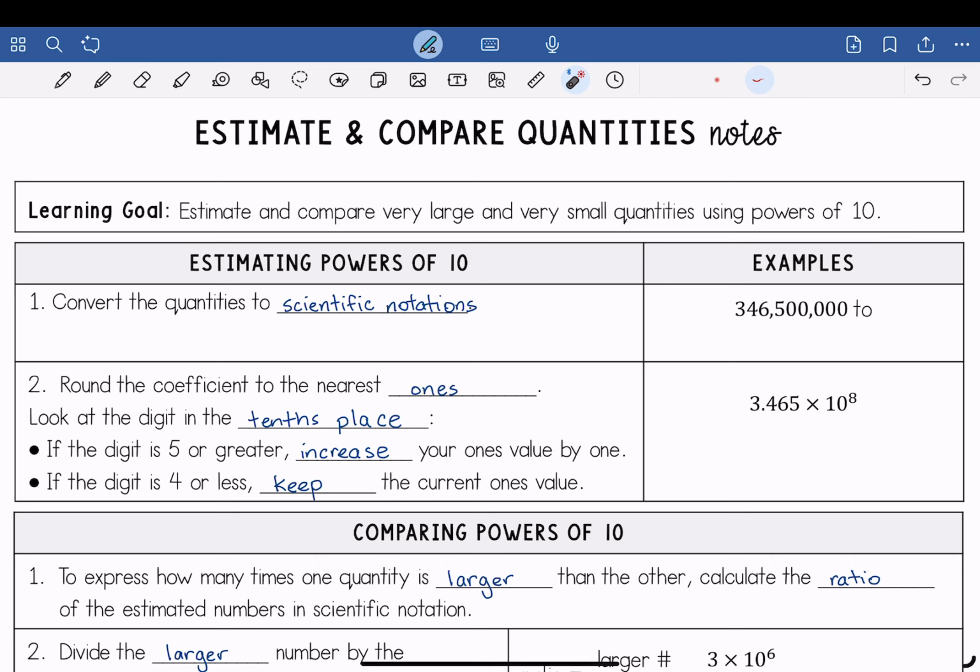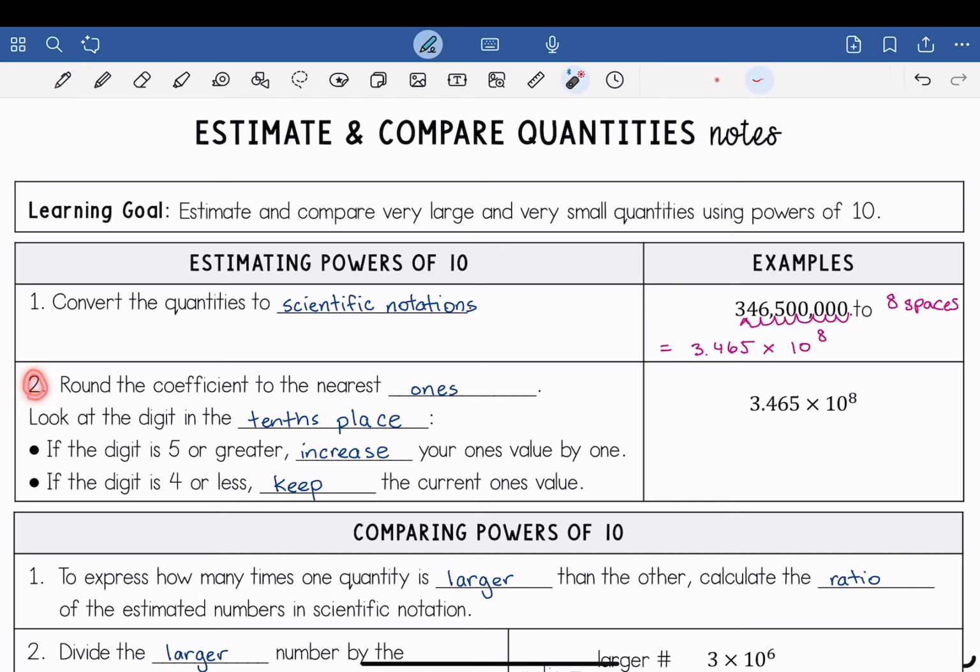So if we have the number here, 346,500,000, we're going to convert that to scientific notation. We're going to move the decimal point that would otherwise be at the very end of the number 1, 2, 3, 4, 5, 6, 7, 8 spaces. Or you can count the digits before the 3 and then write it as a coefficient, 3.465 times 10 to the power of 8.